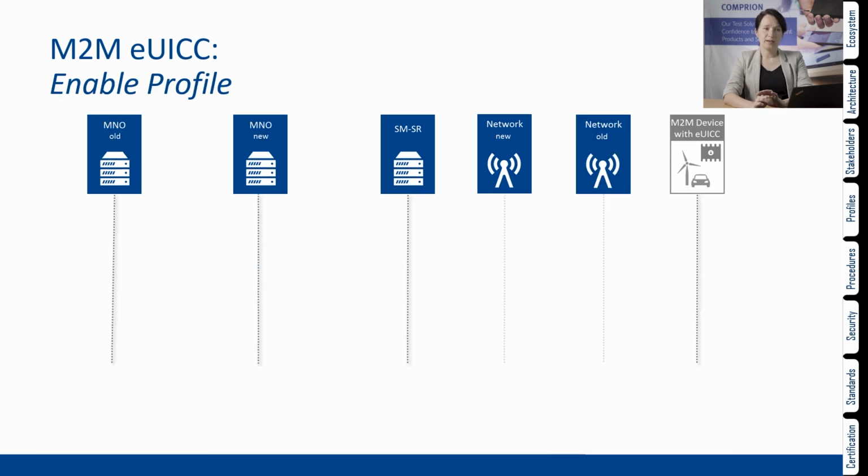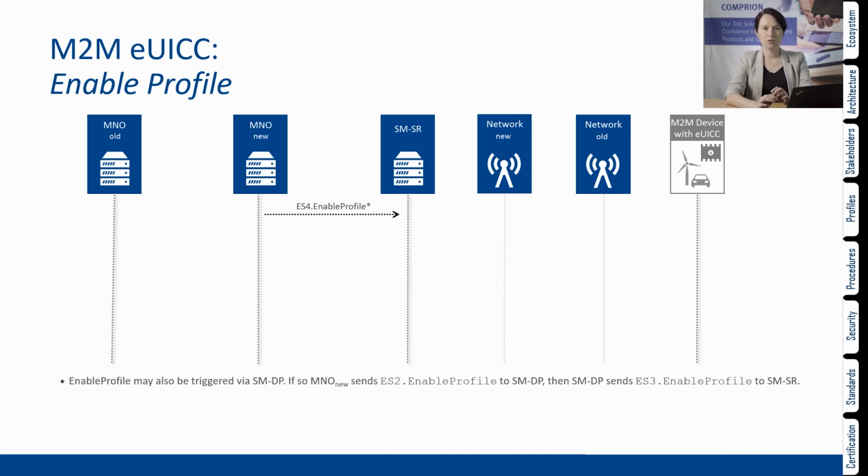The next step is the enabling of the profile. We have this old MNO, which we want to leave, and the new operator, which we want to switch to. We have the SM-SR and the two types of networks, the old network and the new network, and the eUICC itself for sure.